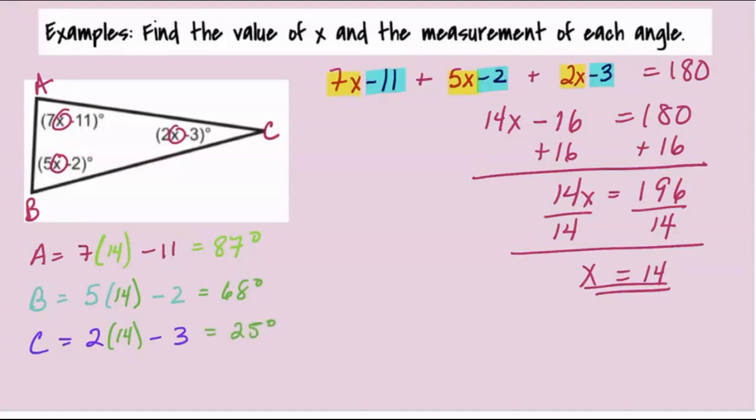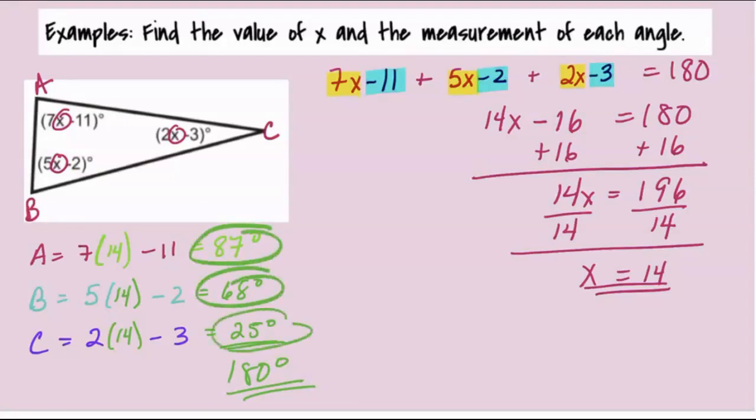Now, if I did this correctly, these three angles should equal 180 when I add them up. So 87 plus 68 plus 25 equals 180 degrees. So I did it correctly and I checked my work. So these are the three angle measurements, and this is the value of x.